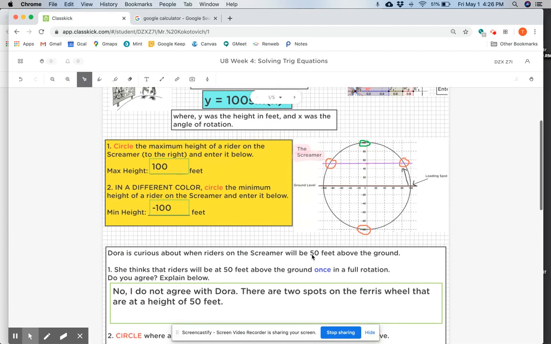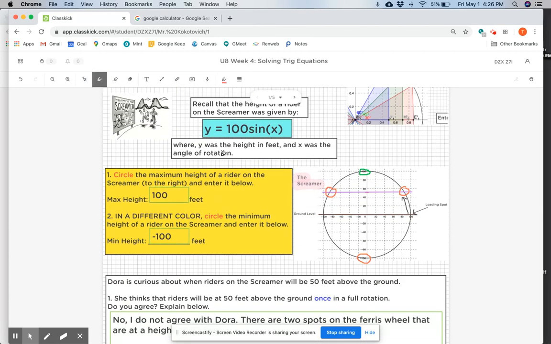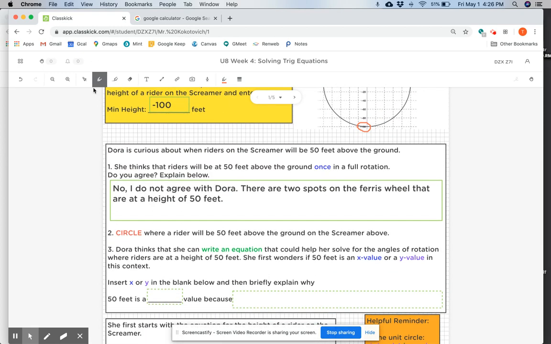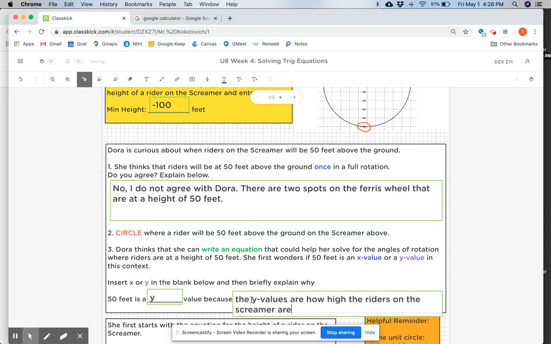So 50 feet, well, I know back to way up here, y was the height in feet. That is what we know this y variable stands for. Our feet are on the y-axis. So 50 feet is a y value because the y values are how high the riders on the Screamer are. Make that smaller to make that fit.